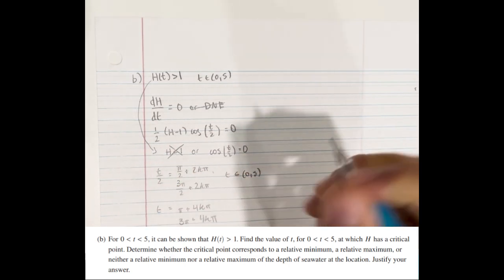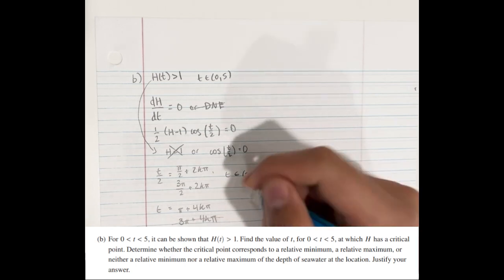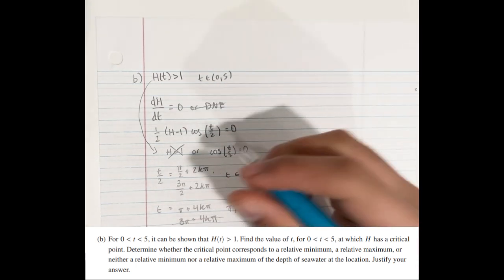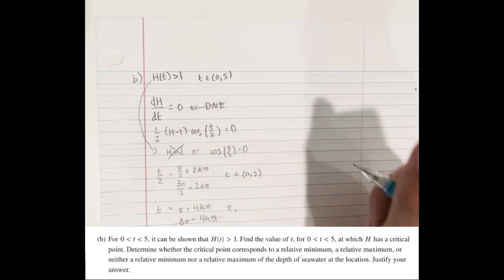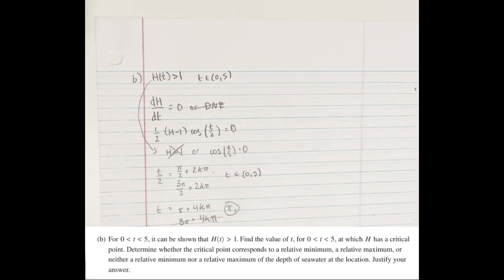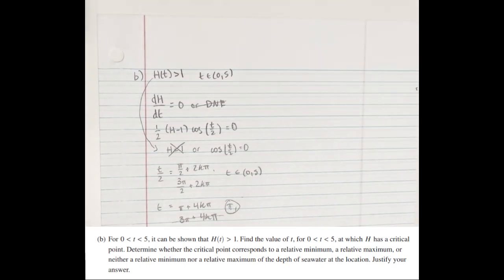Okay, well, first of all, 3 pi is out of the question. 3 pi is going to be something around 9. There's pi, then 4 times k equals 5 pi. That's also out of the question. So t equals pi is our critical point on this interval, right? So now we need to determine whether it corresponds to a relative minimum, maximum, or neither.